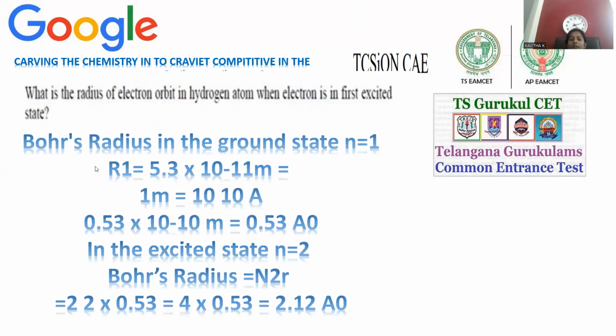But the question is about Bohr's radius in the ground state, n is equal to 1, which we just calculated. They are asking about the first excited state. First excited means the electron is jumping to another level. Whenever the electron jumps to the next level, that becomes the second energy level.